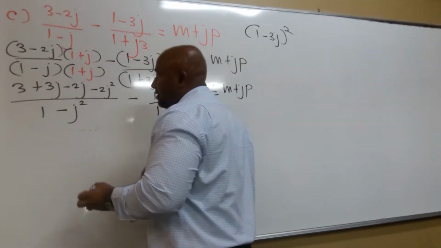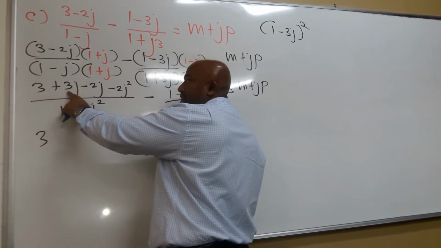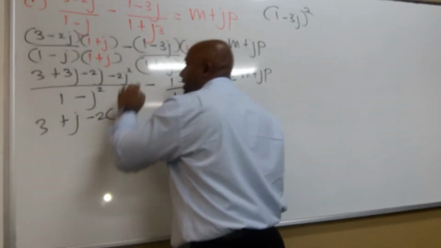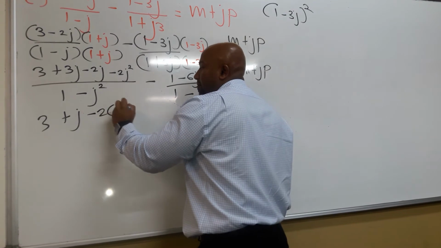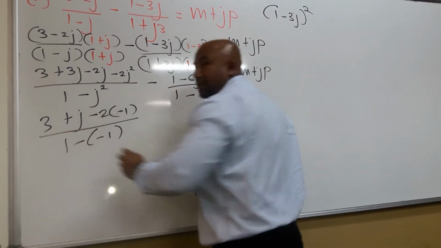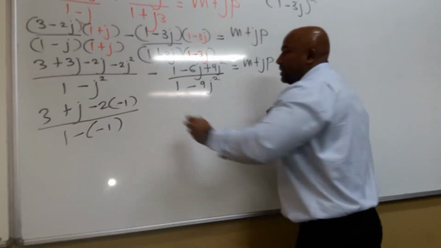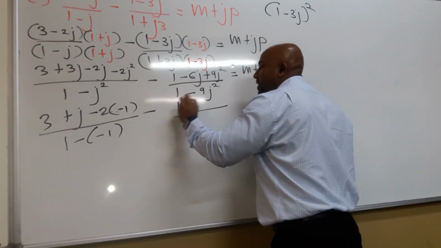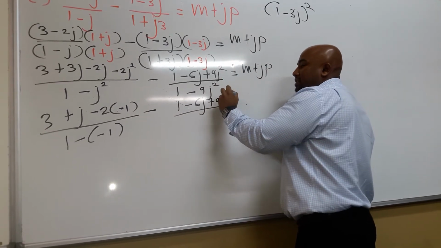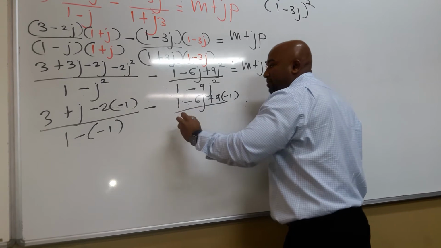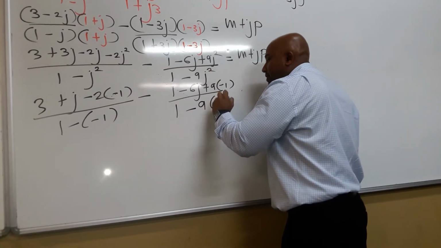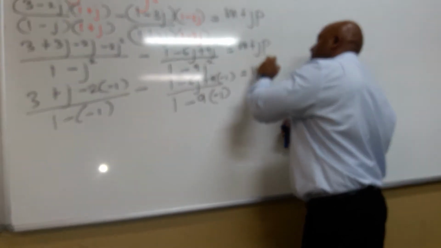Alright, so now here I got 3j minus 2j is just 1j, minus 2, and j squared here is minus 1. In the bottom, j squared again, minus 1. Here, I got 1 minus 6j plus 9 times j squared, which is minus 1 there. In the bottom, 1 minus 9 times j squared, which is minus 1.